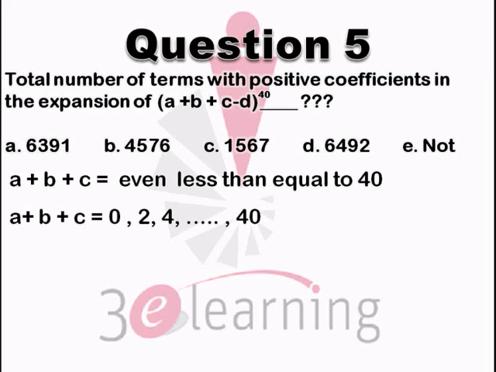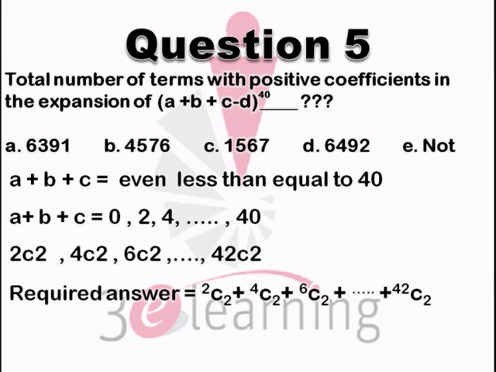So if we make multinomial equation for the 0, we can say the total number of solution is 2c2. For the 2, we have 4c2. For the 4, we have 6c2, and so on. You can check this concept in our previous multinomial video. So we have to just add all the values for the required answer. Means we have to find 2c2 plus 4c2 till 42c2. Means sum of even nc2 starting from 2 till 42.